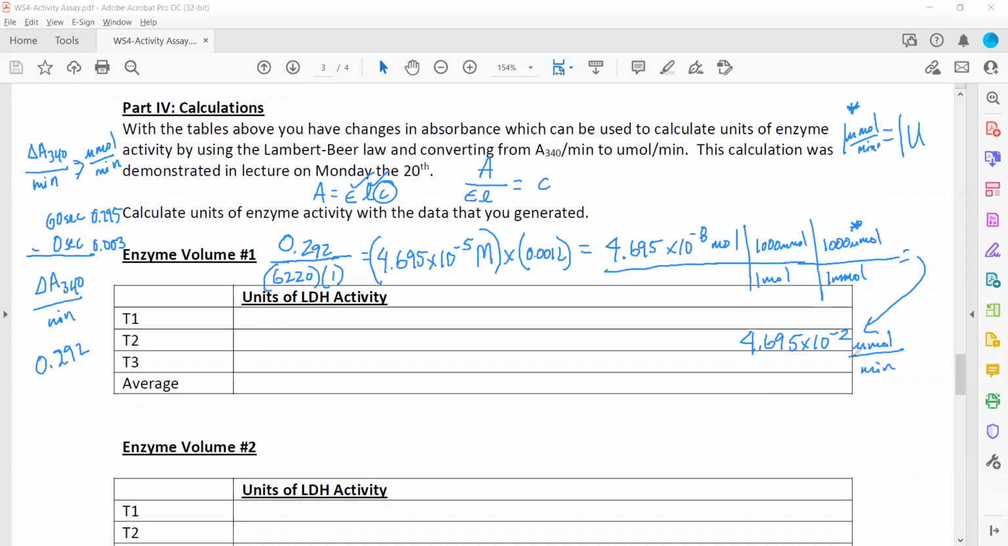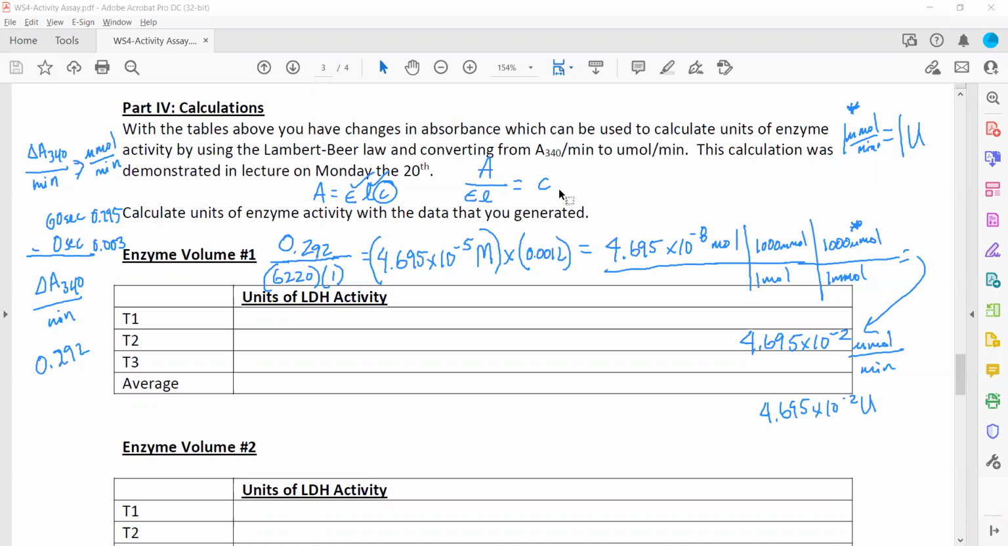And I can add that time factor back in because I knew all along that I was dividing this by minutes. So this is the same as 4.695 times 10 to the negative 2nd units of LDH activity. This is great. This calculation is effectively done. You need to do that for all of the other values.